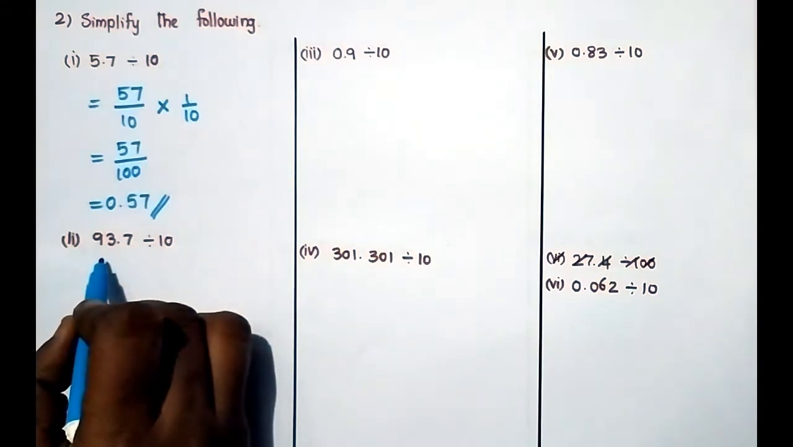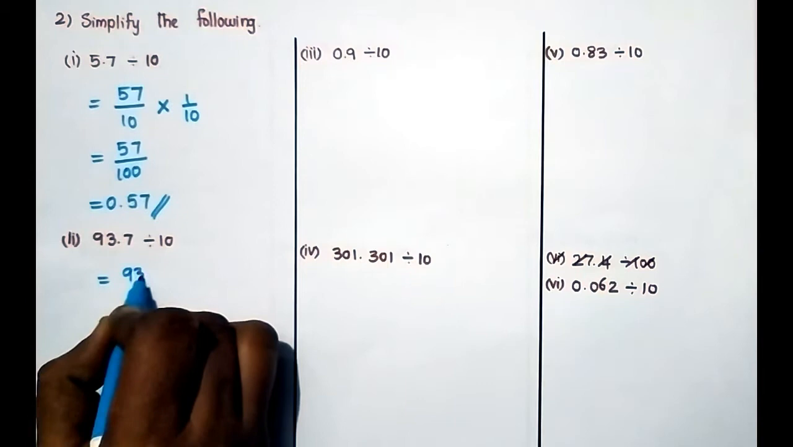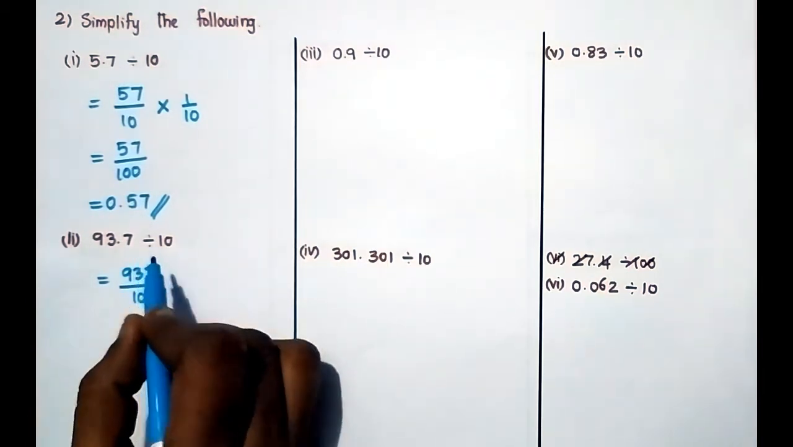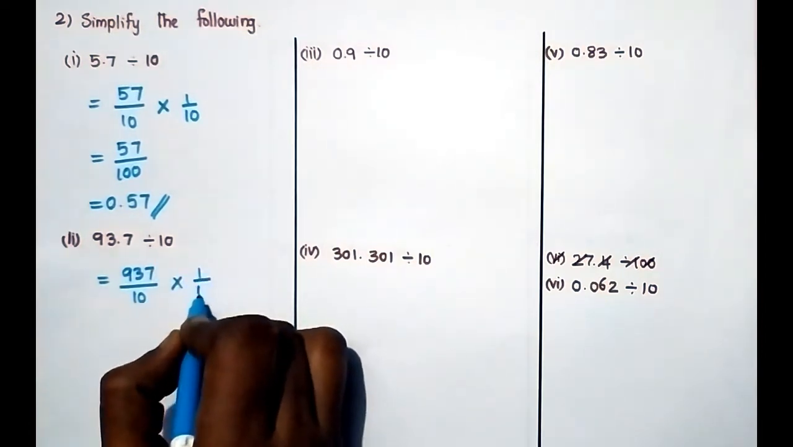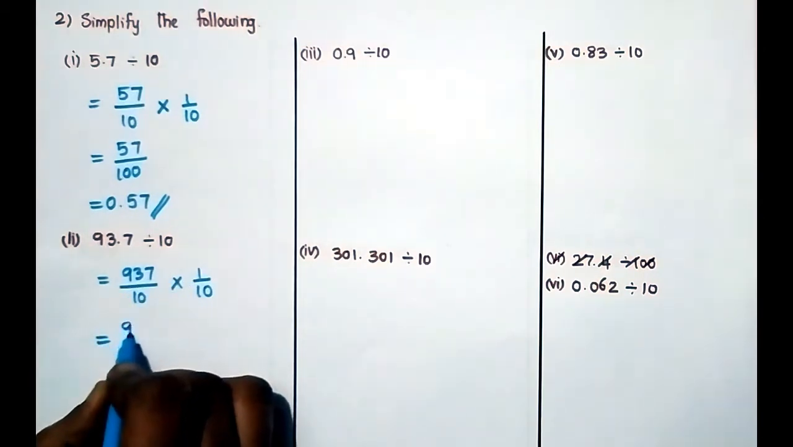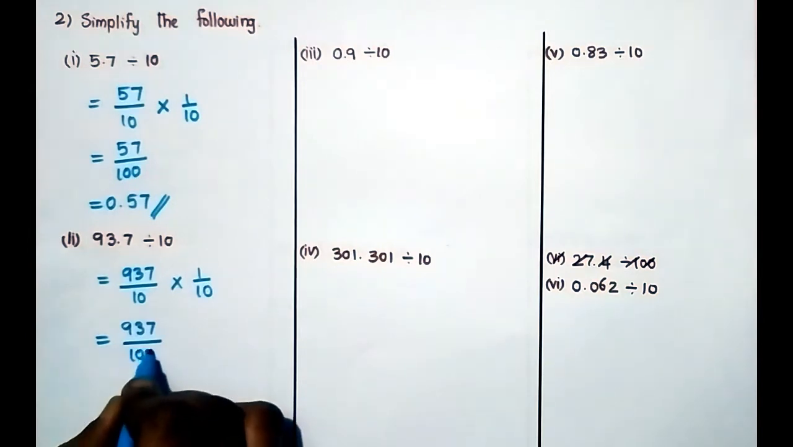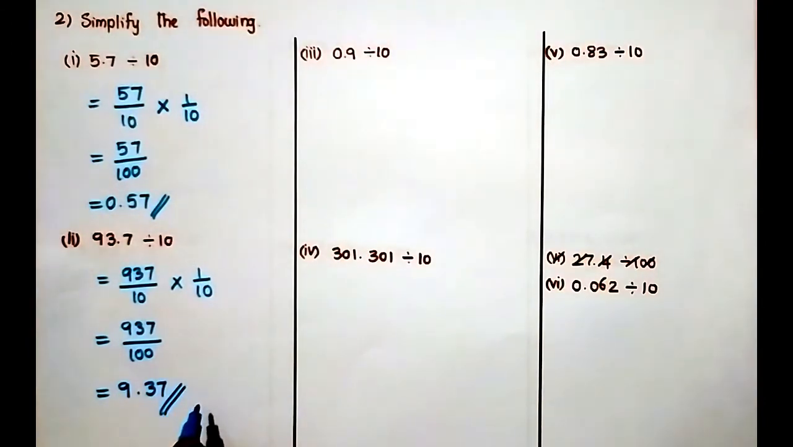Next one, 93.7 divided by 10. 937 divided by 10. Here change into multiplication and take the reciprocal for that. And 937 into 1, 937 divided by 10 into 10, 100. So before 2 digits we have to keep the point, which means 9.37 is the answer.